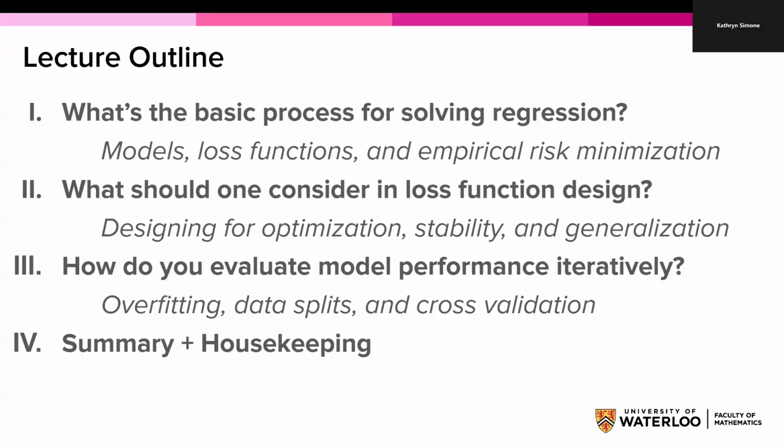So to get us to that point, we'll be focusing on three key questions. We'll first focus on figuring out just the basic steps we need to take to solve the regression problem by looking at a simple example. We'll then dig a bit deeper into the loss function specification step in particular, and think about what we should consider in that design process. Finally, we'll address the practical issues that often come up when the design process is iterative. And as usual, we'll close out with a summary.